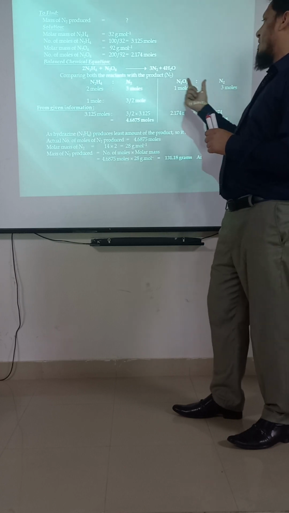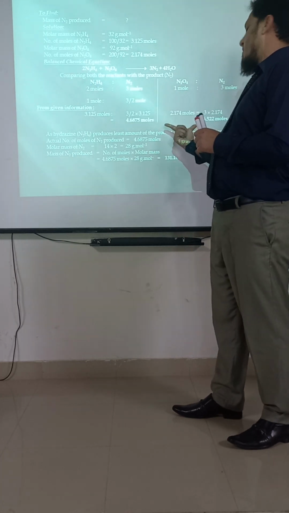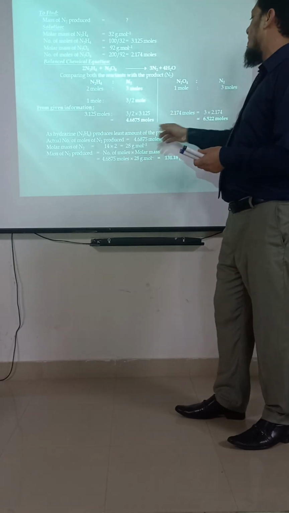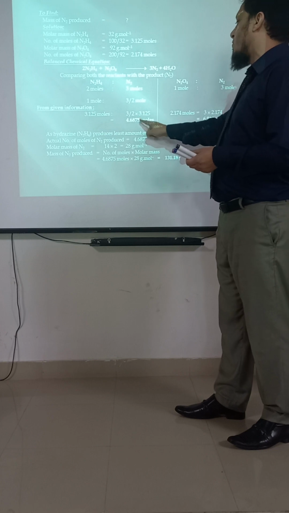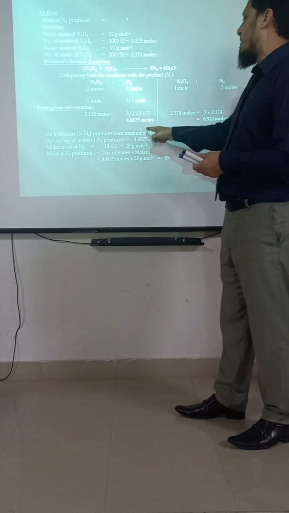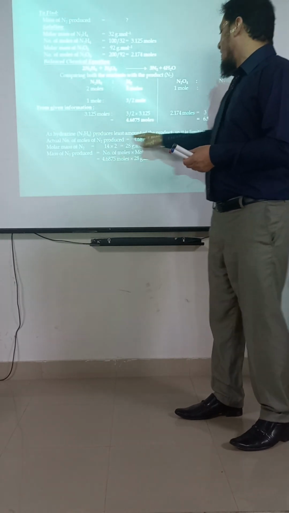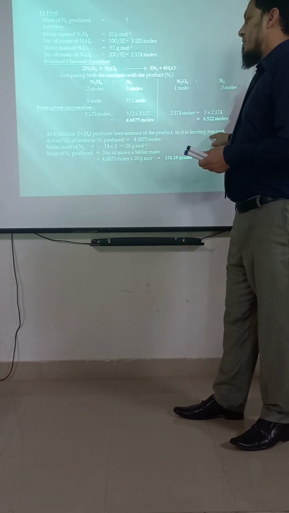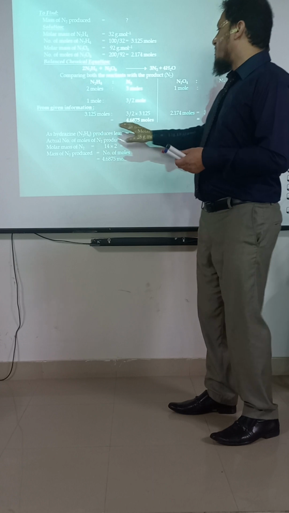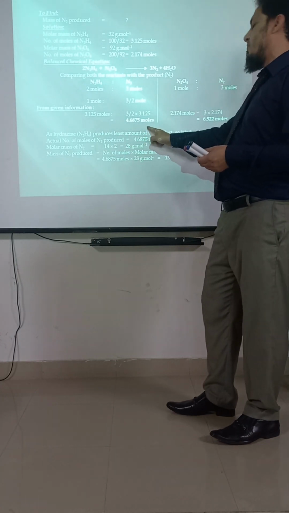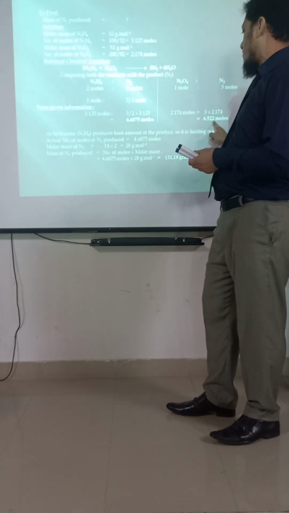Which reactant is producing the least number of moles of product? That will be called the limiting reactant. Here you can see that N2H4 is going to produce 4.6875, so these are the least moles of the product. So that reactant will be called the limiting reactant. If you want to find the mass of nitrogen, then we will use this number of moles of nitrogen, not this number of moles of nitrogen.